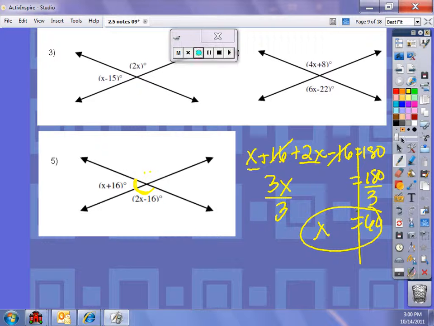Okay? When we go back and plug it in, if x is 60, 60 plus 16 is 76 degrees. You can either evaluate this one or subtract it from 180 to find your last one. And that's vertical angles.